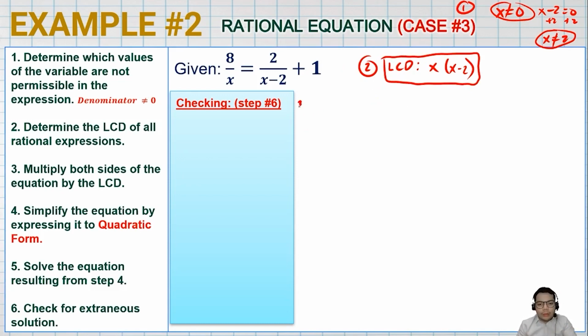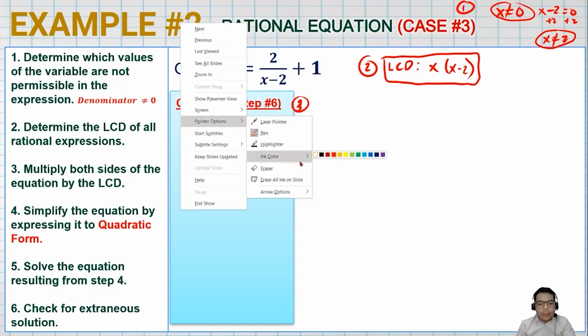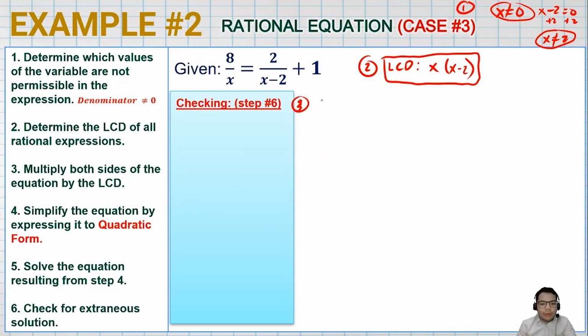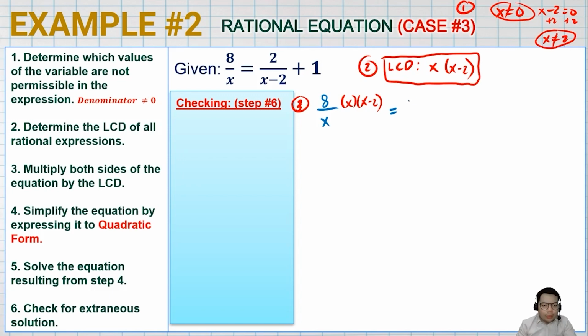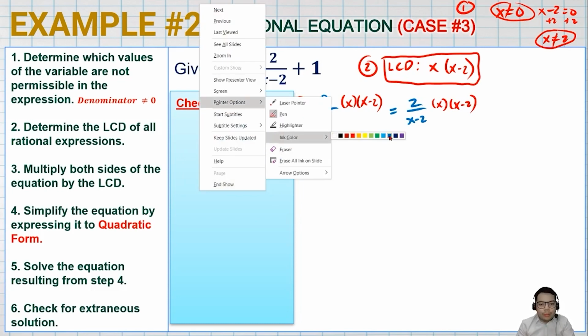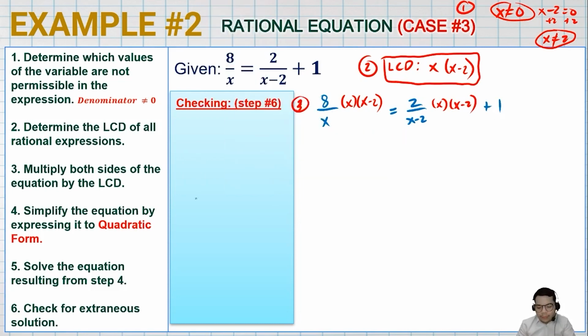So once again, yung step number 3 natin, ganito yung gagawin. We have to multiply each of the given terms from the equation to x times x minus 2. So 8 over x. So we have to multiply this to x times x minus 2. Then we also have to multiply. Yan. So kopyahin lang natin si equals. Then 2 over x minus 2. We also have to multiply this with the LCD. So x times x minus 2. Then let's also copy plus 1 because we also have to multiply this with the LCD, which is x times x minus 2.